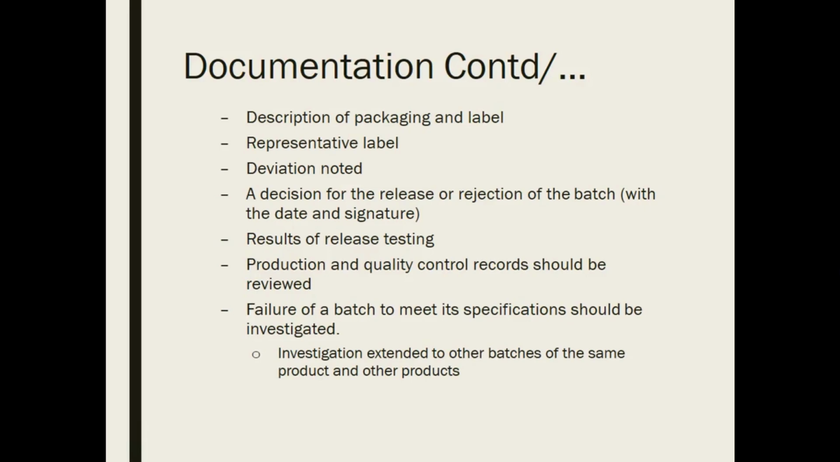Production and quality control records should be reviewed as part of the approval process of batch release. Any divergence or failure of a batch to meet its specifications should be thoroughly investigated, and the investigation should, if necessary, extend to other batches of the same product or other products that may have been associated with a specific failure or discrepancy.